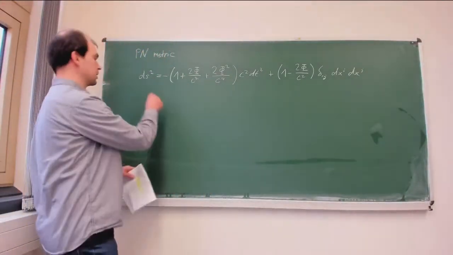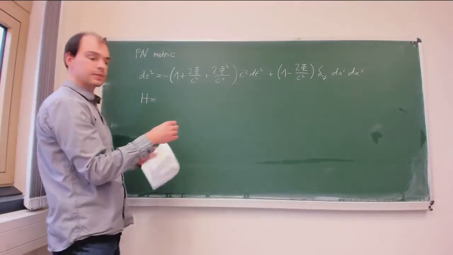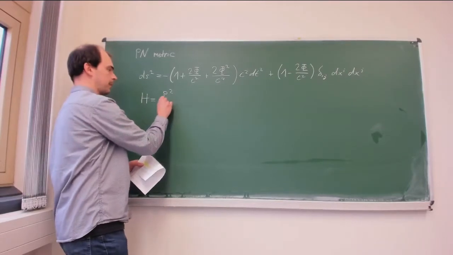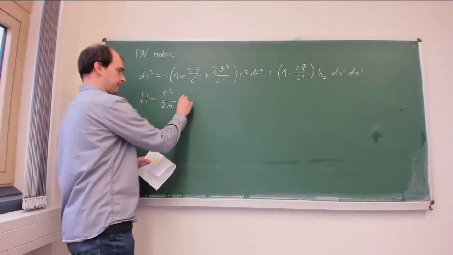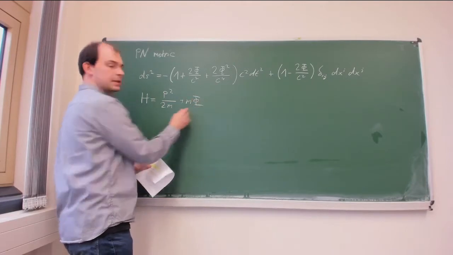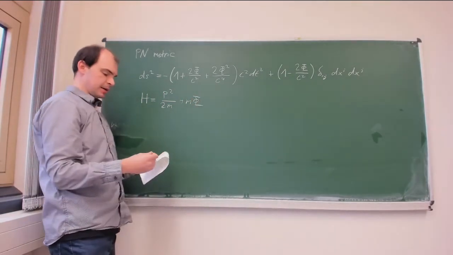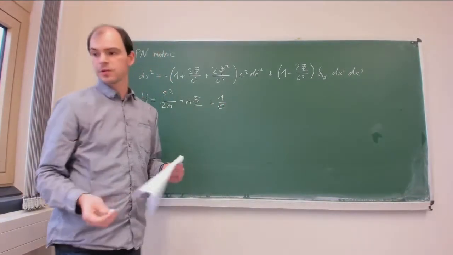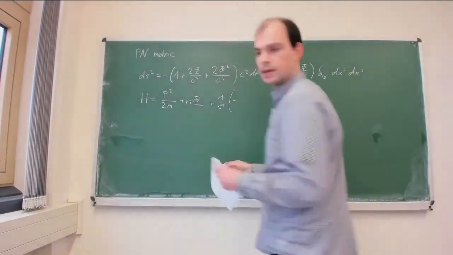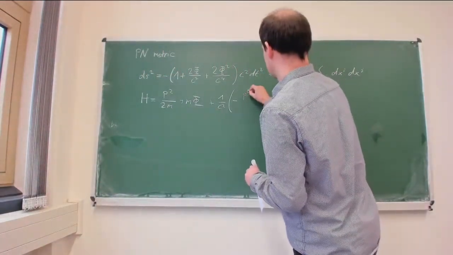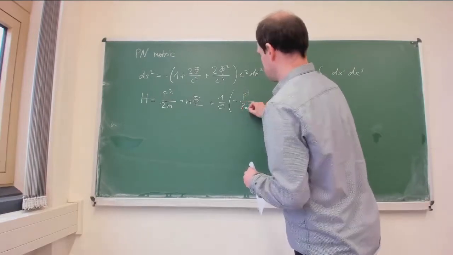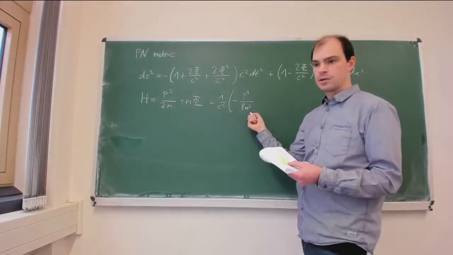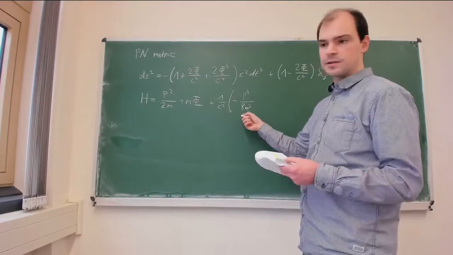So this post-Newtonian Hamiltonian is first the non-relativistic one, that's just the standard Hamiltonian: P squared divided by 2m plus m phi. And then we have the relativistic correction, so plus 1 over c squared, and we have minus p to the 4th divided by 8m cubed. Do you recognize this? This is what we also had without the gravitational potential.